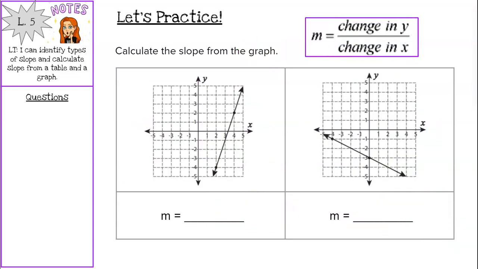Another form of linear function that we have worked with is a graph. When we find it from a graph, we also want to find our change in y over our change in x, but it's going to look a little different. Our change in y is going to be how much we rise or go up and down. And then our change in x is going to be how much we run or go left and right. So you'll hear me say rise over run a lot, and that's just how we calculate slope from a graph.